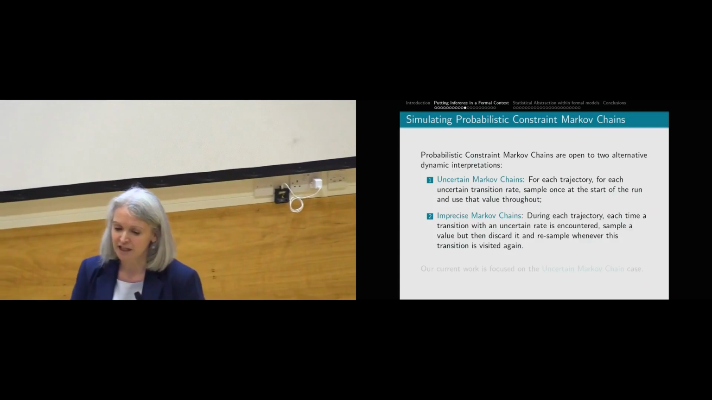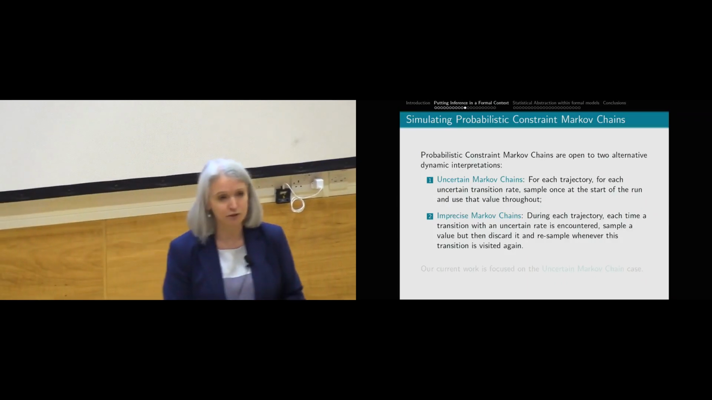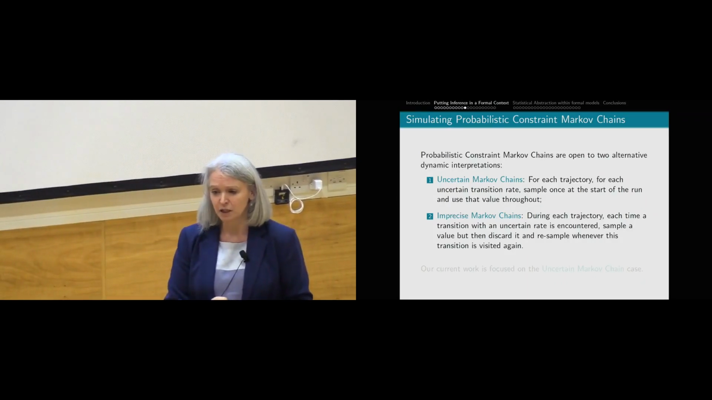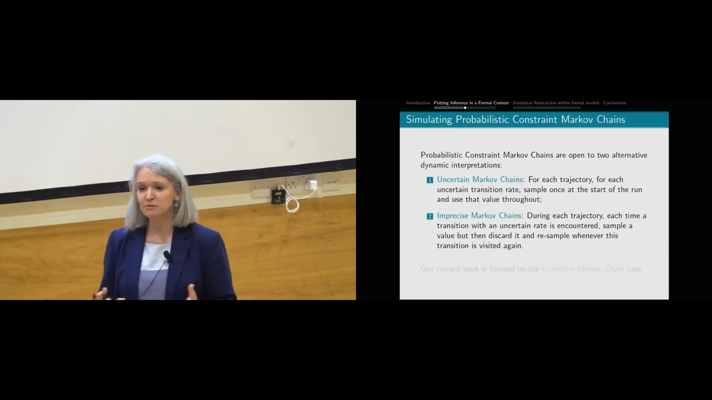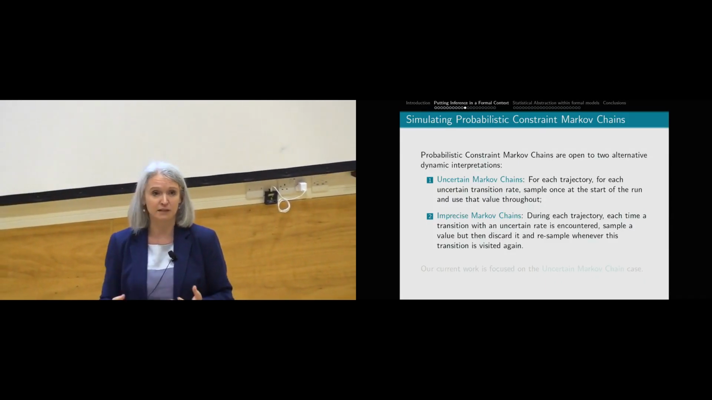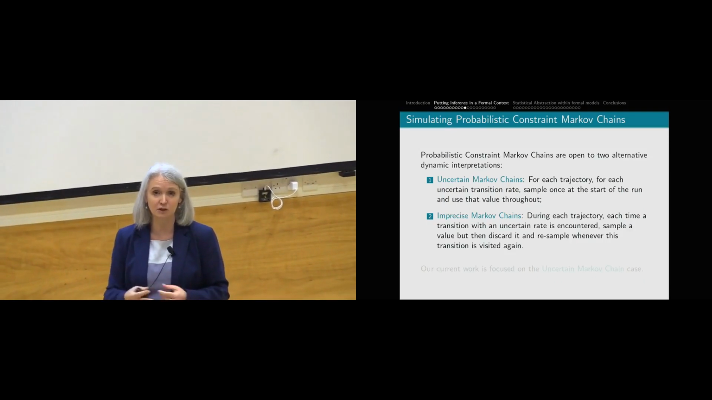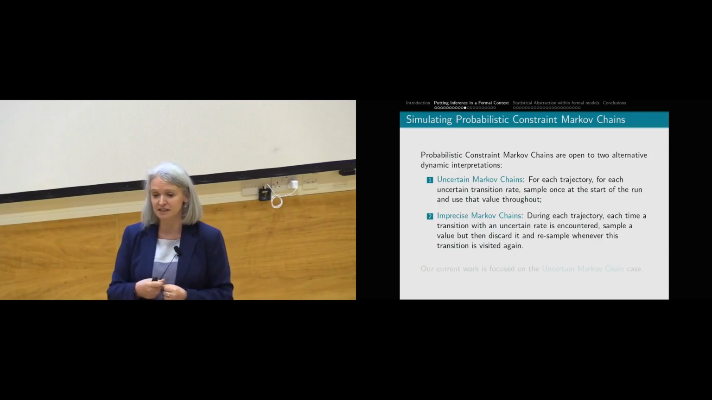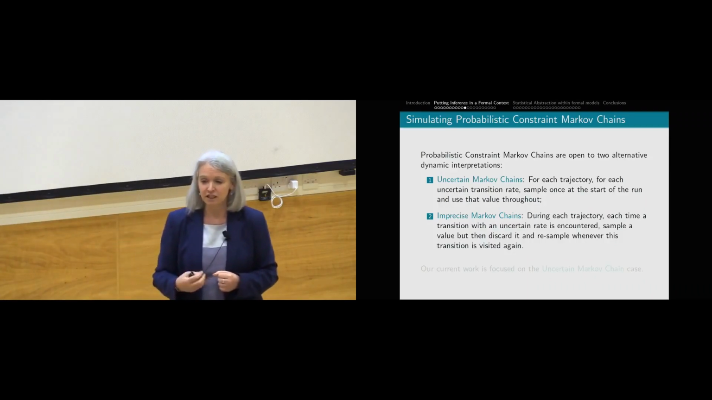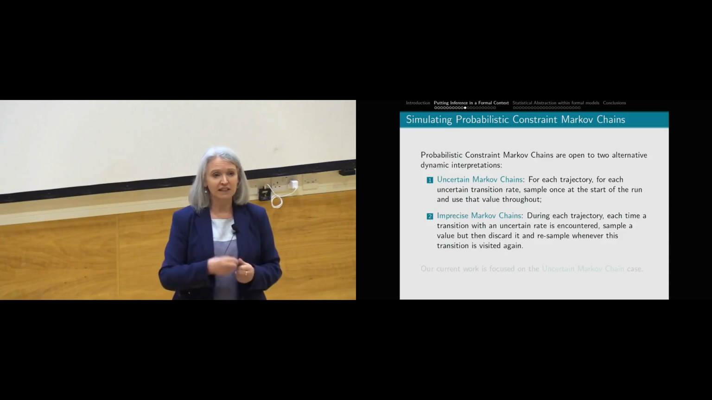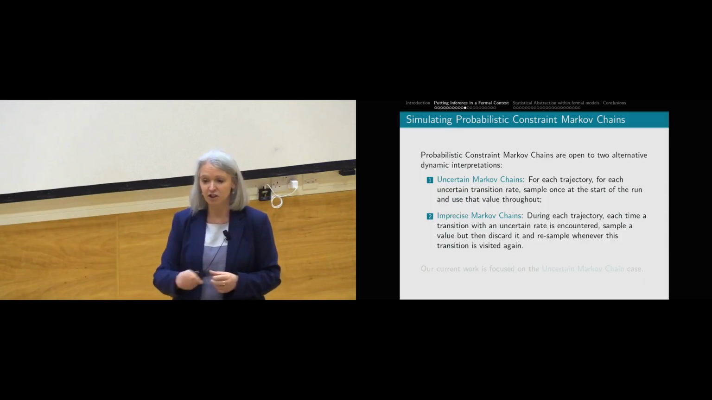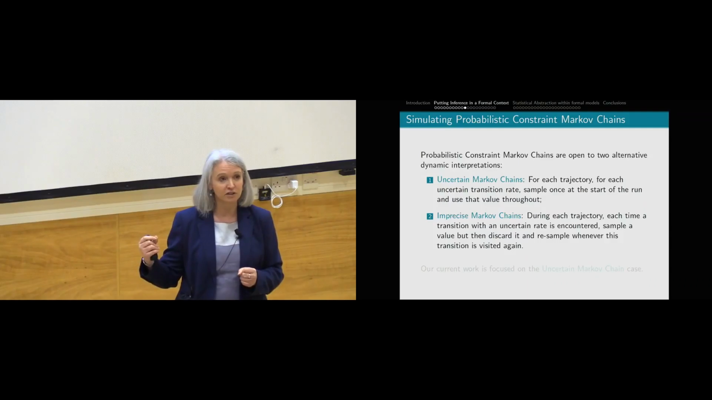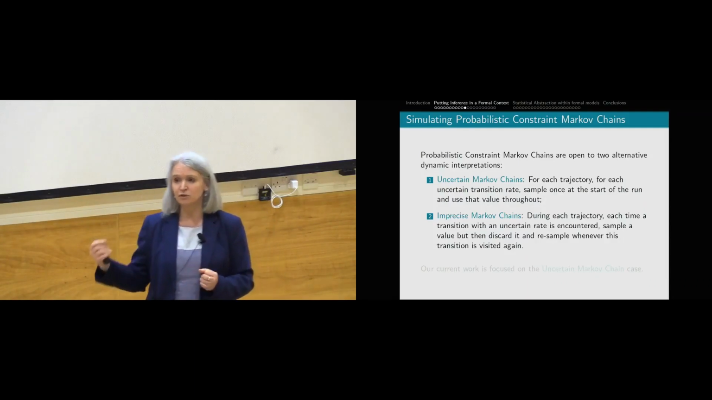But these models actually have another interpretation, which we call the imprecise Markov chains, which is that there is something that you're not modeling, perhaps the temperature in which the system is operating, which means that the rate of the transitions within the system vary during an execution. So in that case, to build a trajectory, you start off, and each time you encounter a transition, you sample from the distribution. And then you get to the next one, you sample from the distribution.